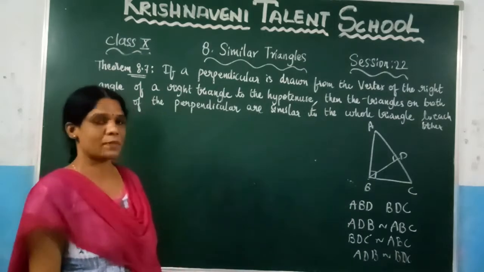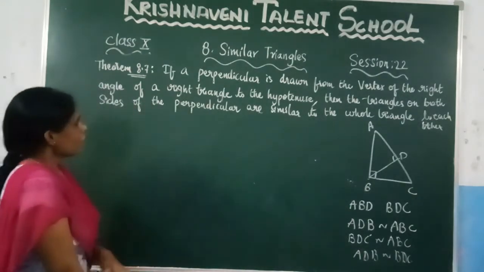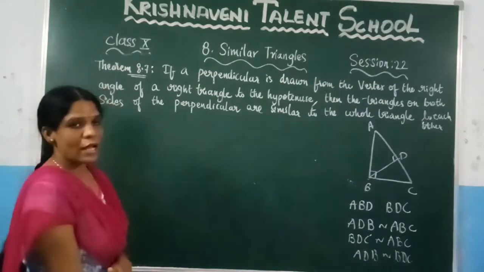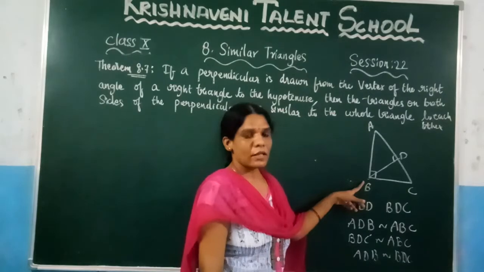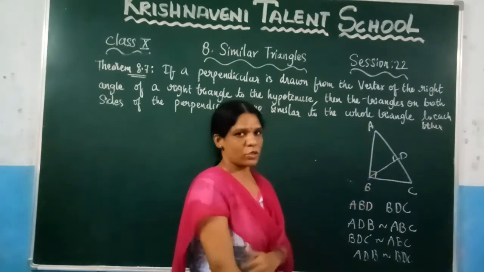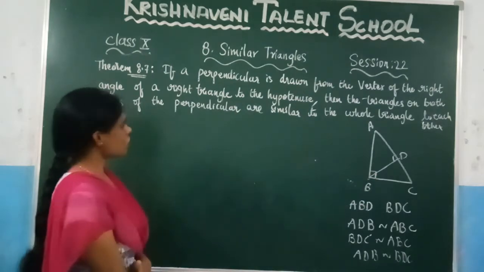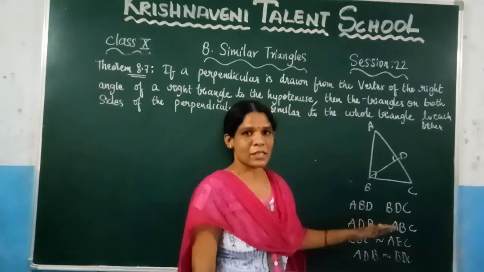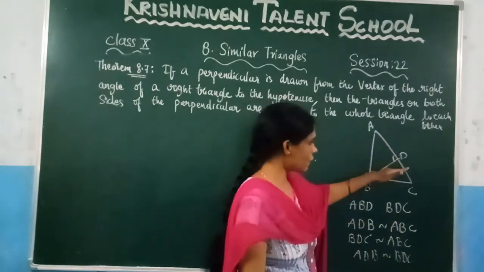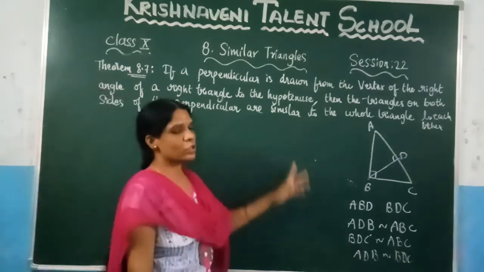Again, let us read the statement again. If a perpendicular is drawn from the vertex of the right angle of a right angle triangle to the hypotenuse, right? We have drawn here from the right angle a perpendicular line to the hypotenuse. And after that, what they are saying here, then the triangles on both sides of the perpendicular. So, what are the triangles that are lying on both sides of the perpendicular? This triangle and this triangle, right? After that, what they are saying here are similar to the whole triangle.